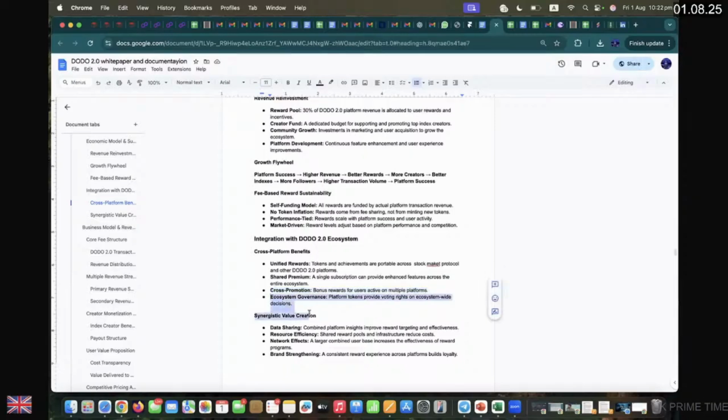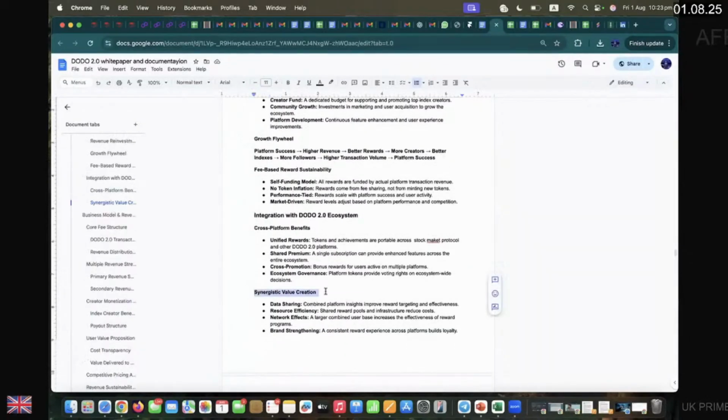Then ecosystem governance. Platform tokens provide voting rights on ecosystem-wide decisions. We need a governance model because the creators, the KOLs who will contribute more to the ecosystem, they will get more weightage in the voting rights, and that's how we will be able to govern the whole ecosystem in the righteous and growth oriented manner. So this is already pre-decided and pre-formulated, how to distribute the governance mechanism and how to make it fair and just in order to potentially grow the platform in a very robust way.